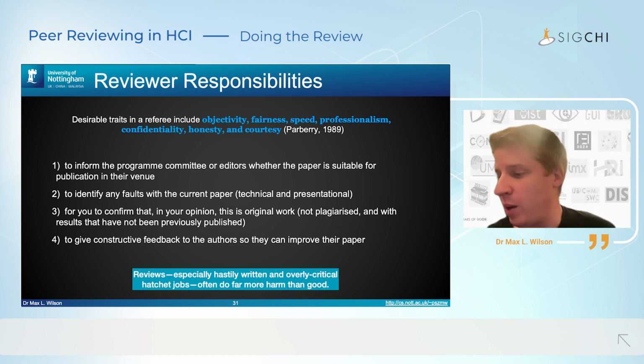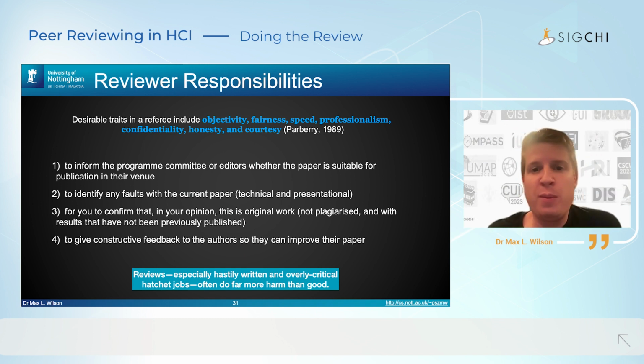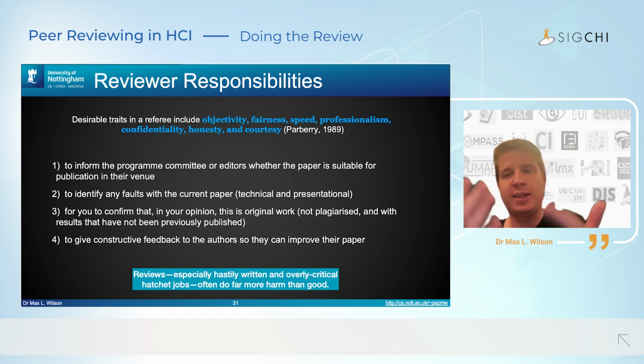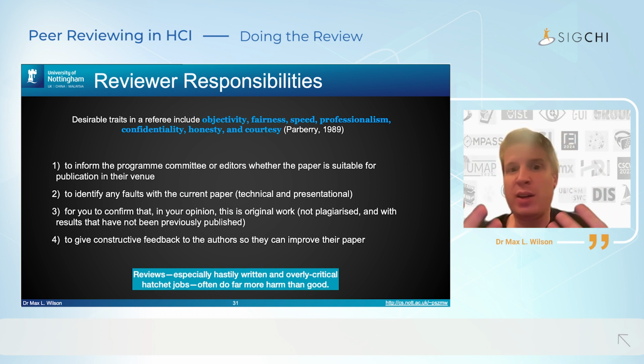There's actually quite a lot of research and publishing into the process of reviewing, so plenty you can read about if you want to read it academically. One nice quote from 1989, from a paper, says the desirable traits of a referee or a reviewer are objectivity, fairness, speed, professionalism, confidentiality, honesty, and courtesy. So all of these aspects are of equal importance.